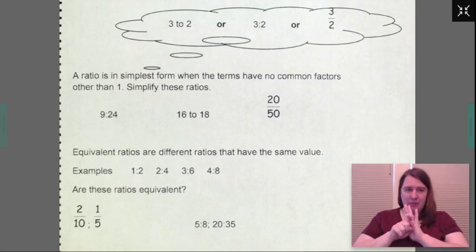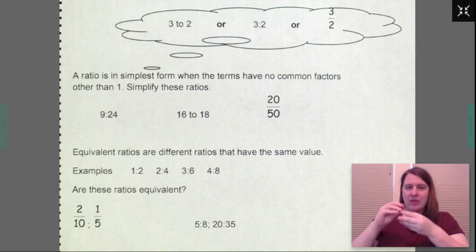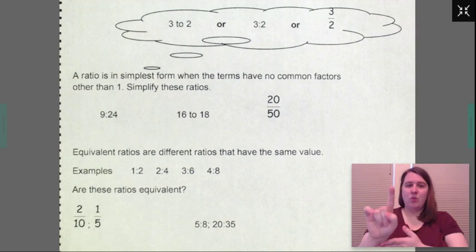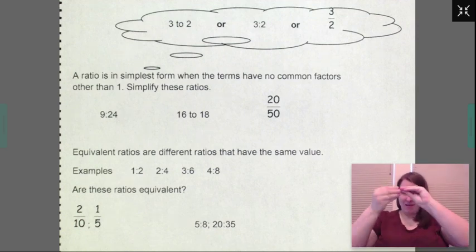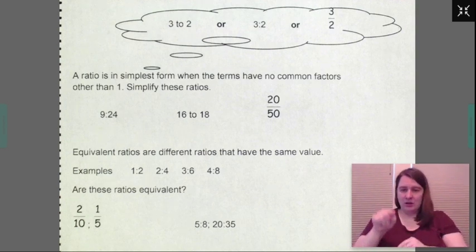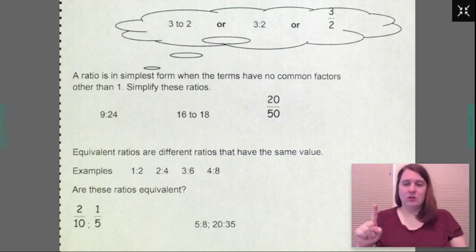Okay, example. A ratio is in simplest form when the terms have no common factor other than 1. So we need it to be a number to 1, or number over 1, or number:1.